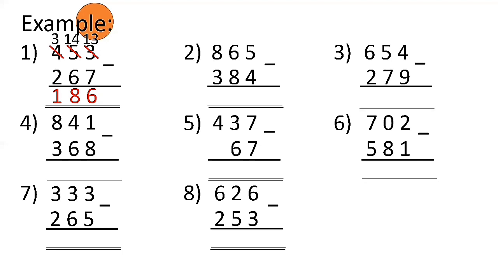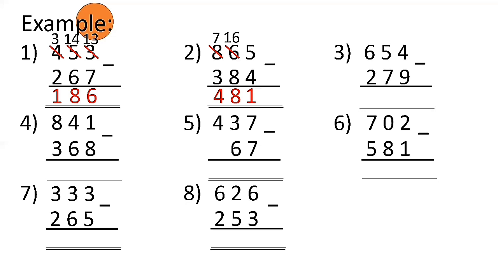Number 2, 865 minus 384. 5 minus 4, that is 1. 6 minus 8 cannot be. So we need to borrow in the hundreds place. Cancel 8 becomes 7. 6 becomes 16. 16 minus 8, that is 8. And 7 minus 3 is 4. So our answer here is 481.